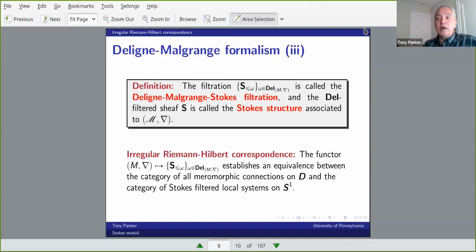The way Lin and Malgrange do it, they don't specify the Lin sheaf. They just say, look at all possible omegas and look at all possible steps. Some of the steps are actually trivial, but then you don't need to do anything. And then the Stokes filtered local system reconstructs.